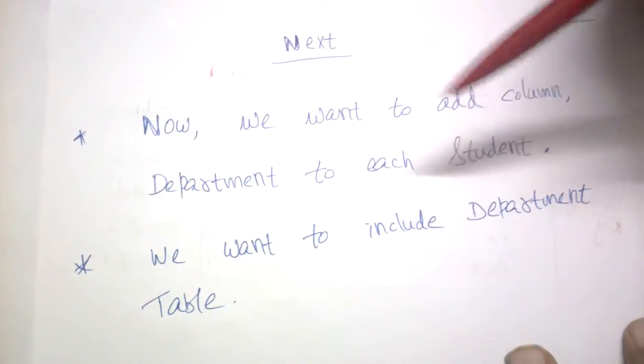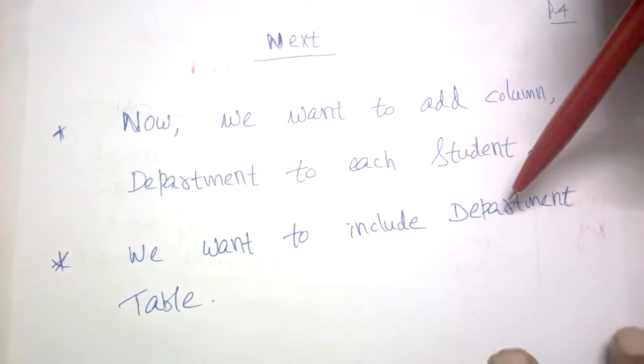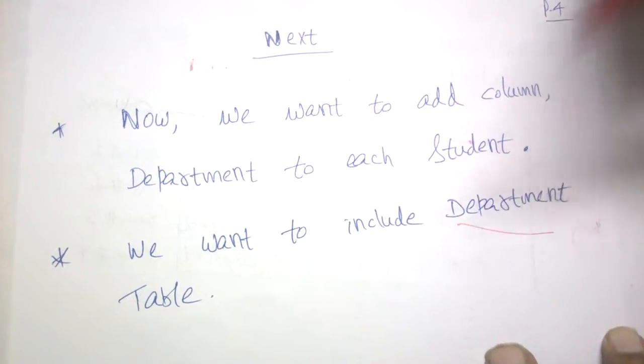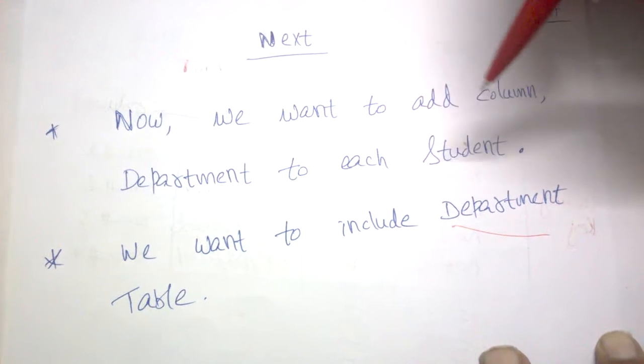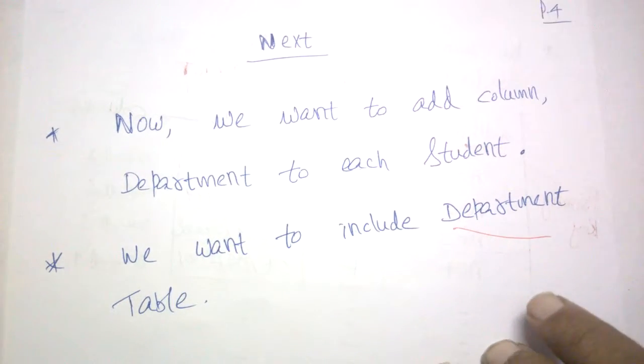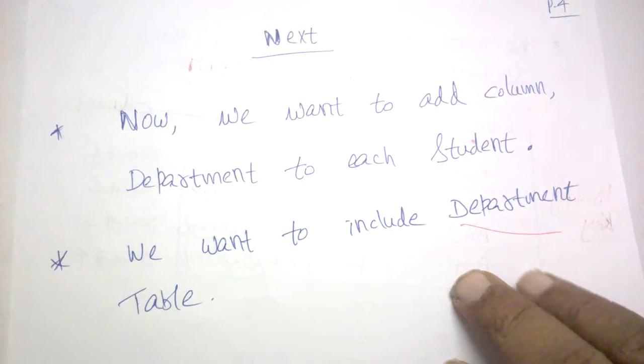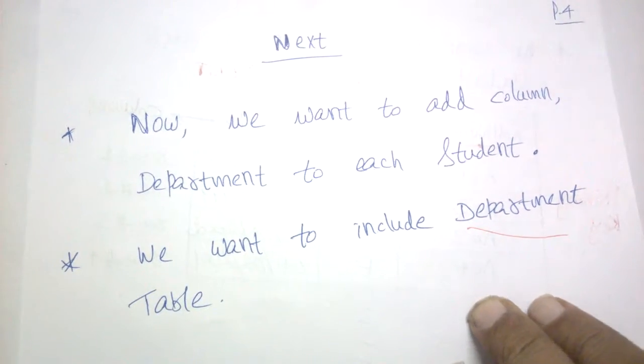Now we will add another table called department, and we will add a column called department to each student, because each student belongs to a specific department. So we'll try and add these two, one table and one column. Let us try and add.